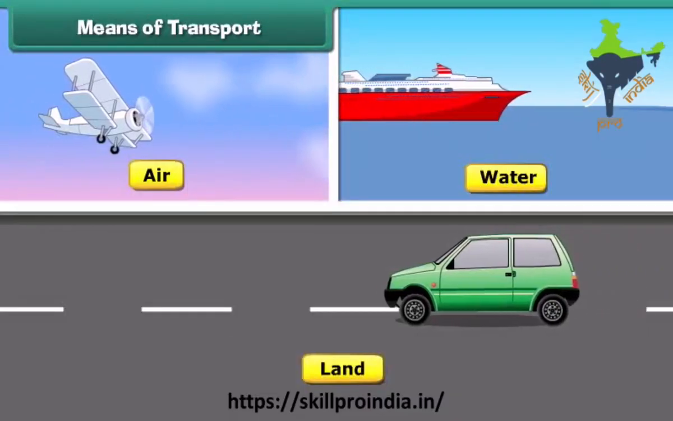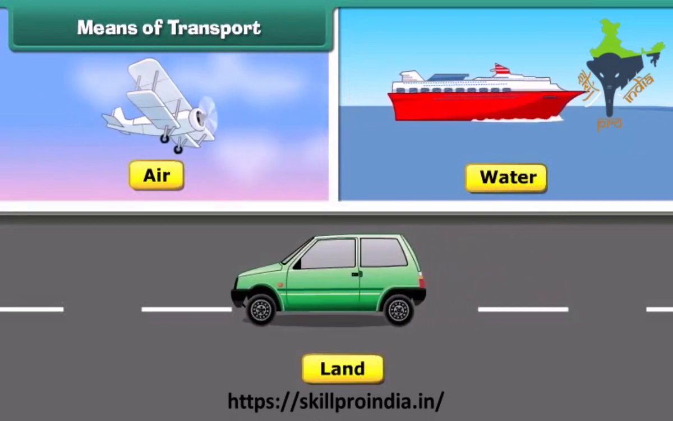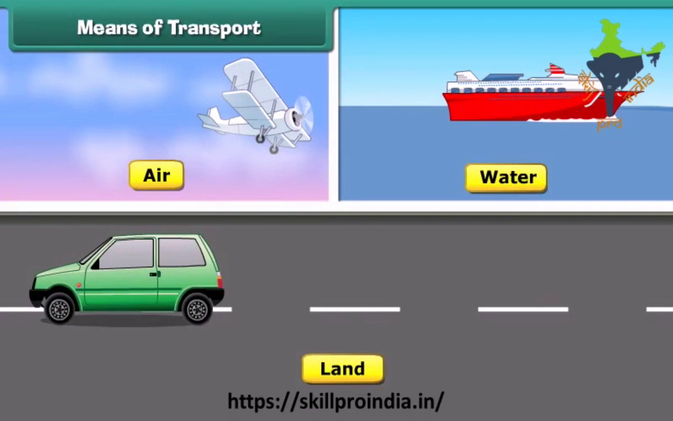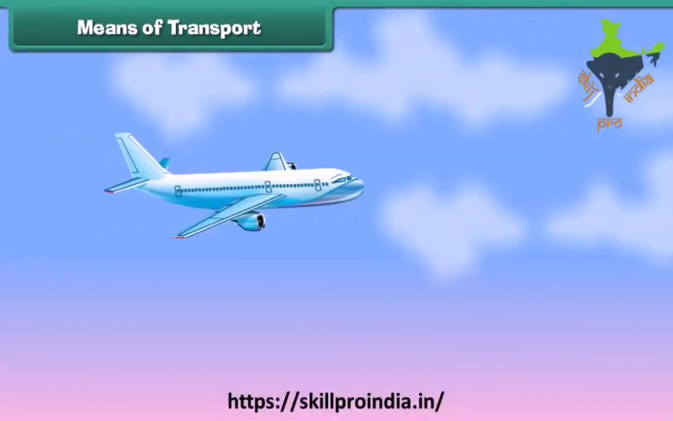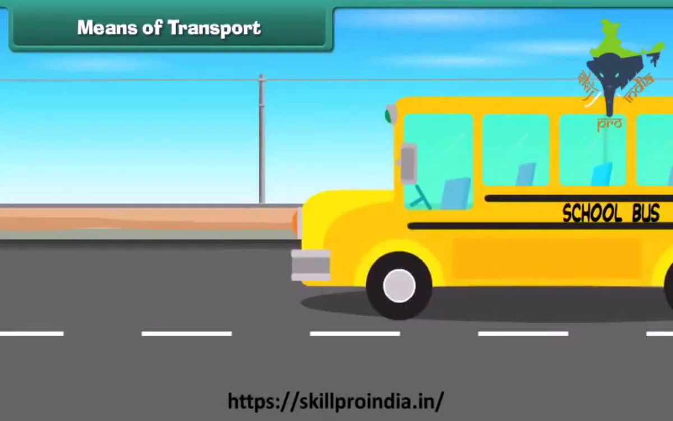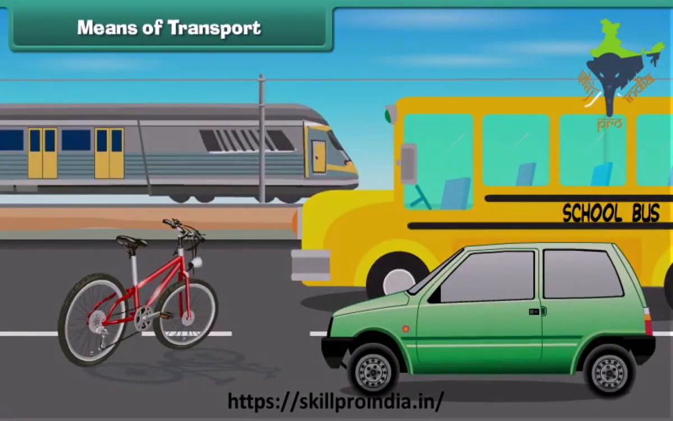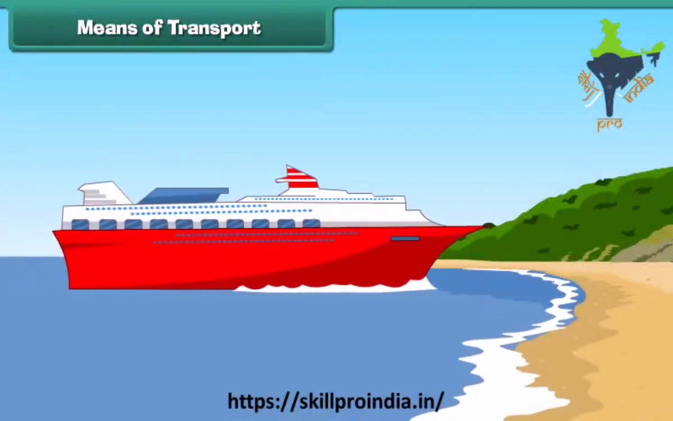Do you know that transport is carried out through various modes such as land, water, and air? The vehicles used in these modes are not the same. They are different from one another. For example, airplanes fly in air. Buses, cars, bicycles, and trains move on land, and ships move in water.